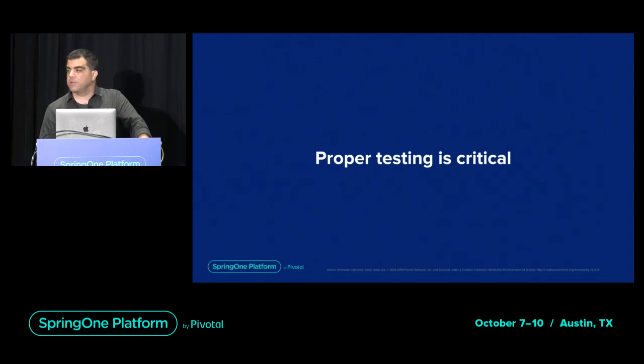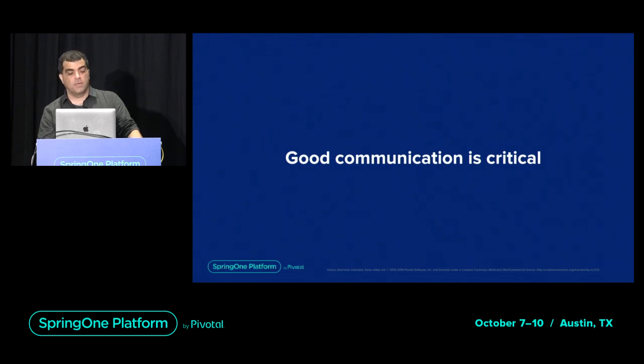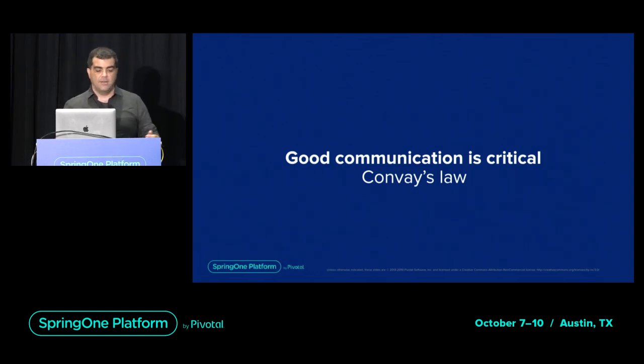Additionally, proper testing is critical because more of the issues are now pushed to runtime. So if you don't have good testing, you're not going to get much farther. Similar to that, good communication is critical. That's pretty much Conway's law. Conway's law says that any organization that designs a system will produce a design whose structure is a copy of the organization's communication channel. That's just a big way of saying that if your communication structure is good, your system will be good. But if your communication structure is bad, your system will be bad. And microservices just amplify this considerably. It makes it much harder to communicate.